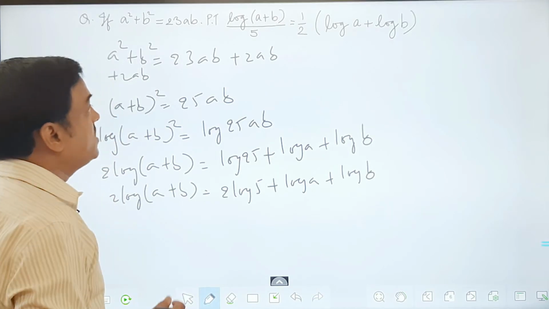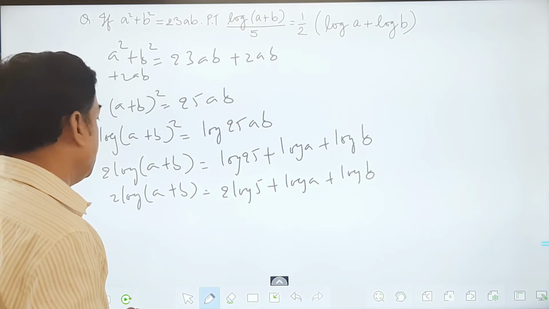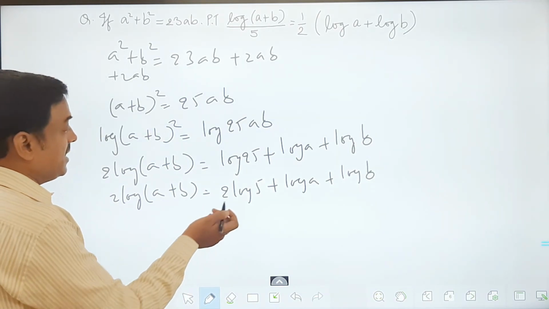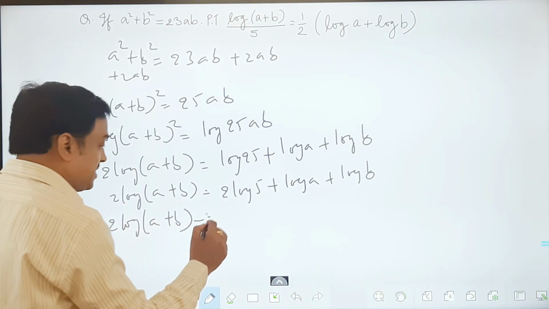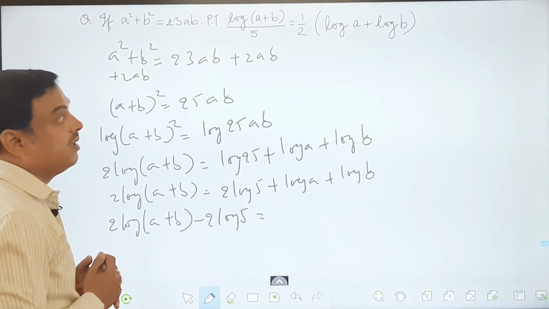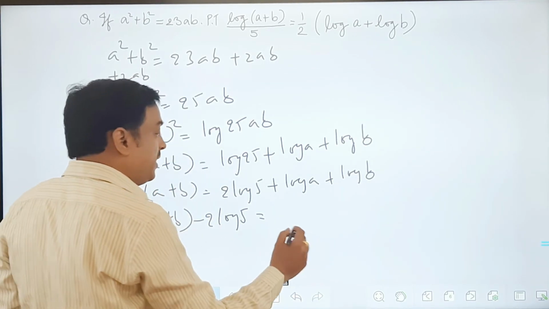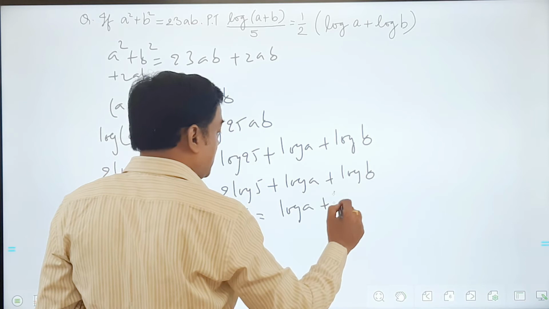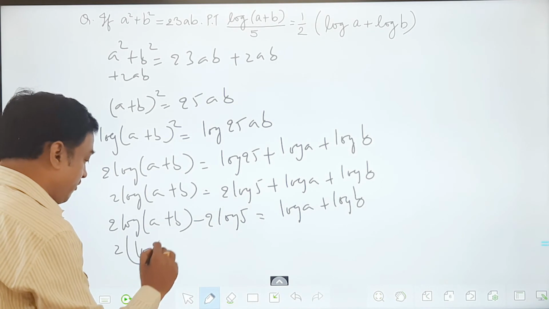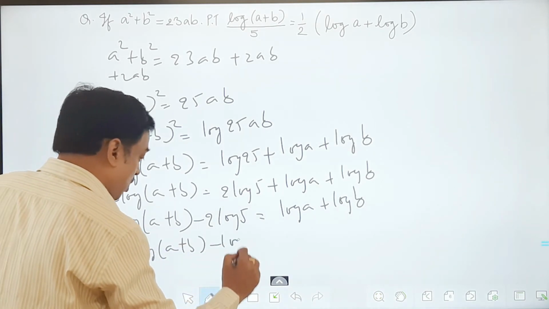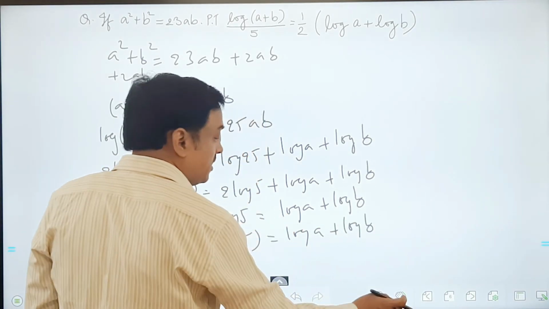Now according to the required answer, we can do further changes if required. Fair enough? So what is required here? Sending this to the other side, it is 2 log of a plus b minus 2 log 5. On the right hand side, if you observe, there is only log a and log b term. So this is log a plus log b. Now taking 2 common, it is log of a plus b minus log 5 is equal to log a plus log b in this case.